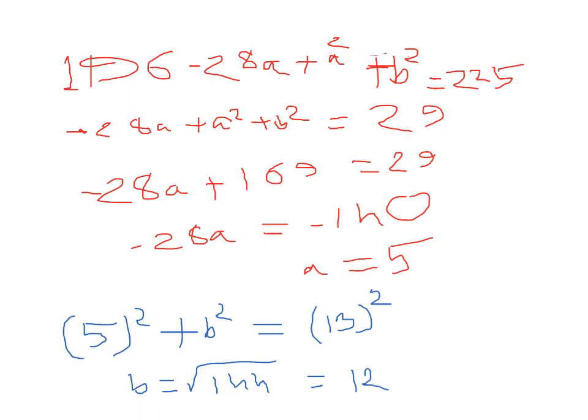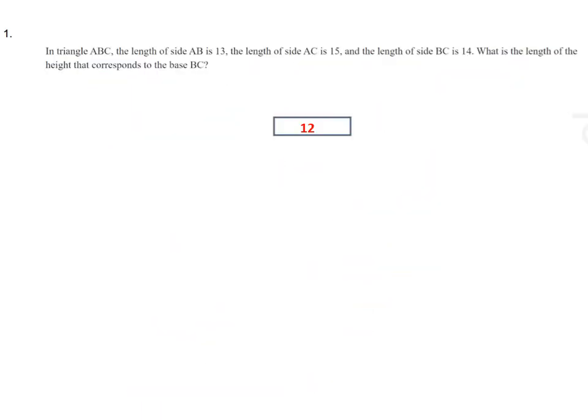So 14 minus a whole square gives 196 minus 28a plus a square, using the formula of a minus b whole square, which is a square minus 2ab plus b square. After solving this equation, we get a equal to 5. Now let us put the value of a in the first equation, a square plus b square equal to 13 whole square. And then we get b equal to root over 144, equal to 12. So the height is 12.